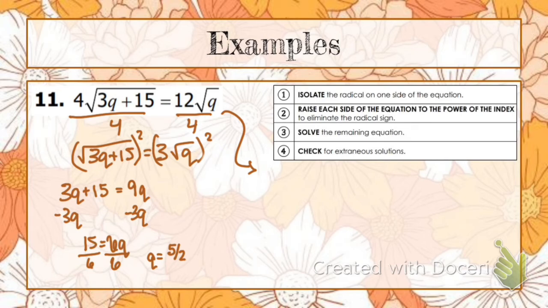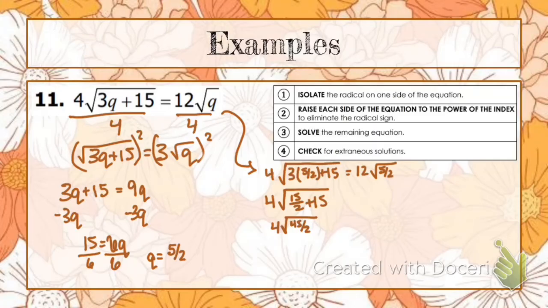So we have 4 times the square root of 3 times 5/2 plus 15 equals 12 times the square root of 5/2. So I'm going to leave the square root of 5/2 in here because I don't want to deal with it. And I'm going to just work on this. So we're going to have 4 square root of 15/2 plus 15. And that simplified to 4 times the square root of 45/2.